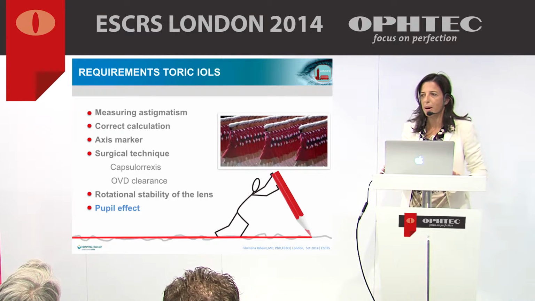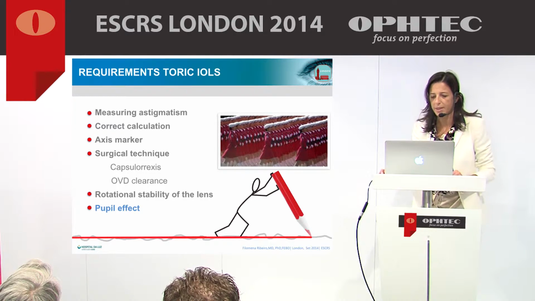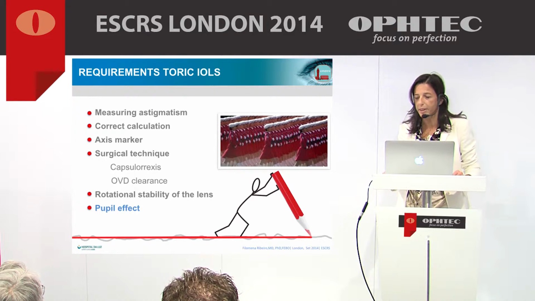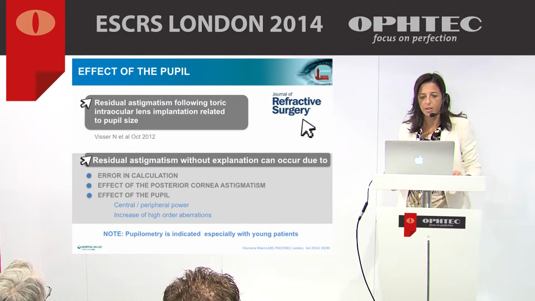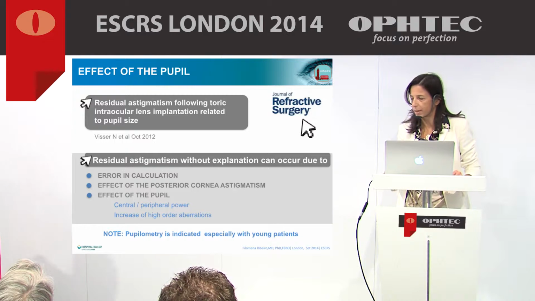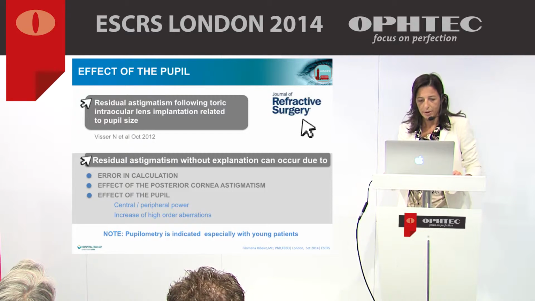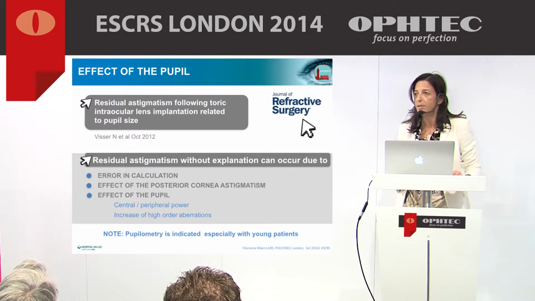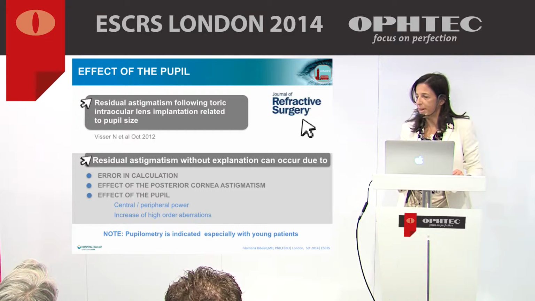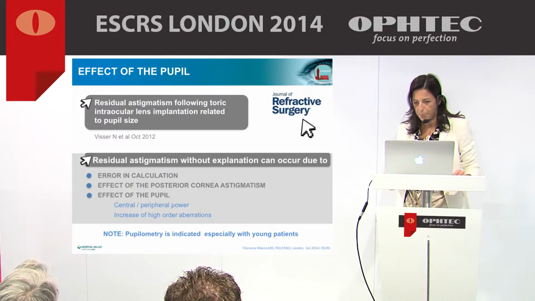But what do we know about the effect of pupil size on visual acuity in pseudophakic eyes with toric IOLs? Some studies indicated that pupil size may have an impact on visual quality. Residual astigmatism has been related to pupil size because of the difference in the central and peripheral power and the increase of high-order aberrations, especially in young patients with large pupils who undergo toric IOL implantation.